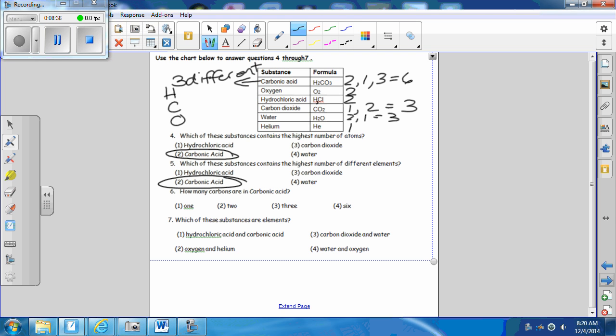Most common mistake. Anybody want to guess what most people put as their mistake? What do you think they put as their mistake?